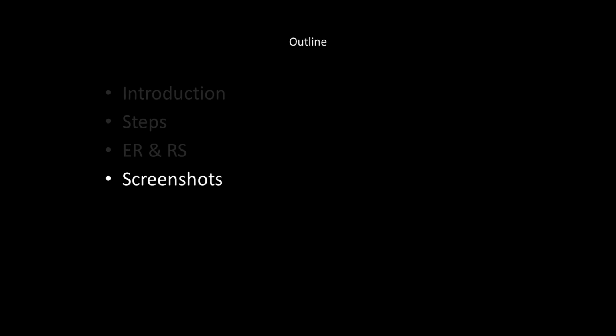Introduction. A brief introduction about the project. Steps. The steps taken to implement the project. ER and RS. Entity relationship diagram and relational schema. Screenshots. Screenshots of the Windows application. Conclusion. What we have learned from this project.